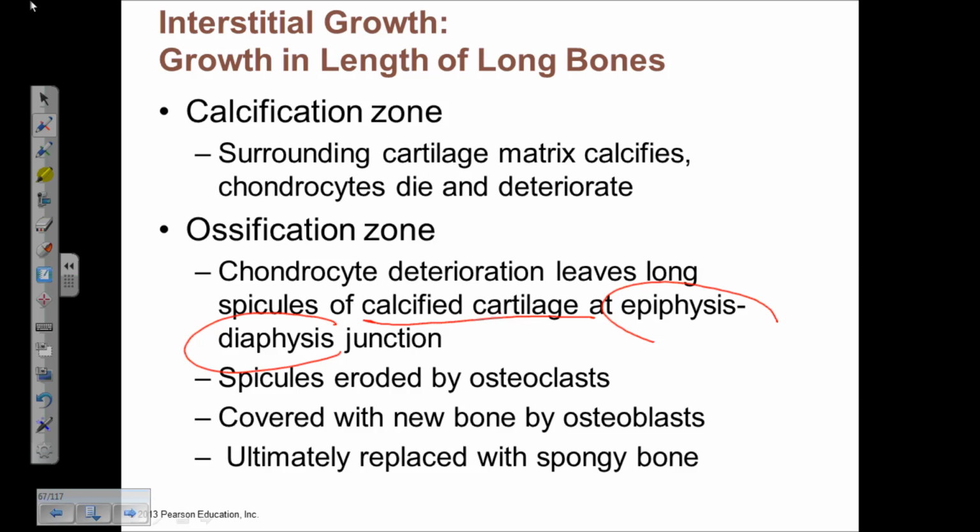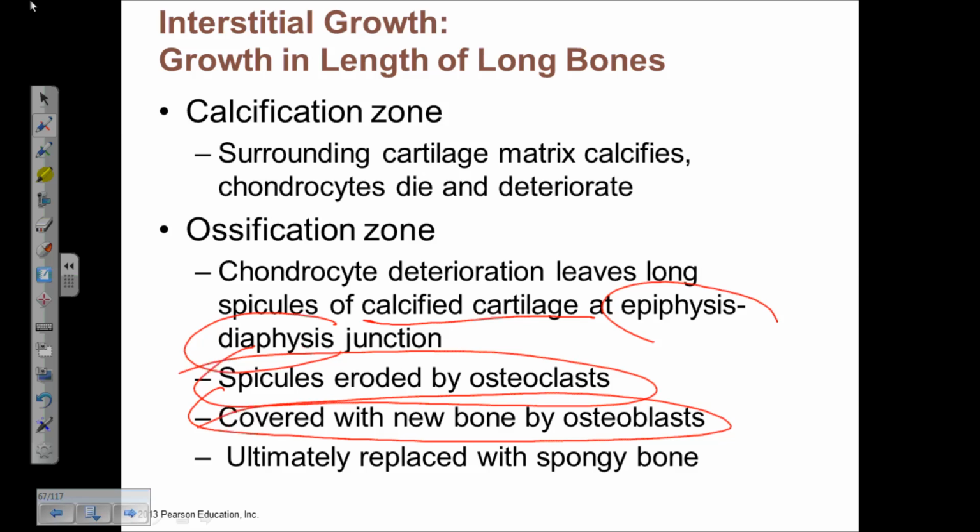Here come osteoclasts. They come in and they destroy those fragments of calcified cartilage. And during that destruction, this space will be filled with a new bone that is provided by osteoblasts. Does it make sense?